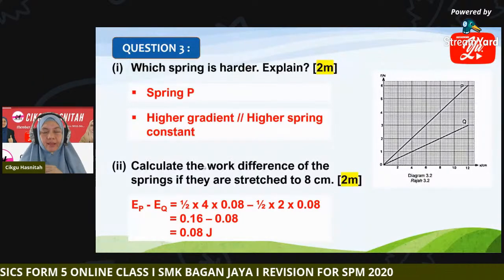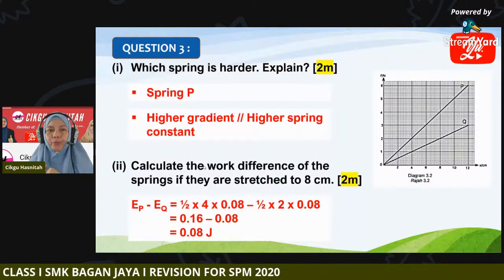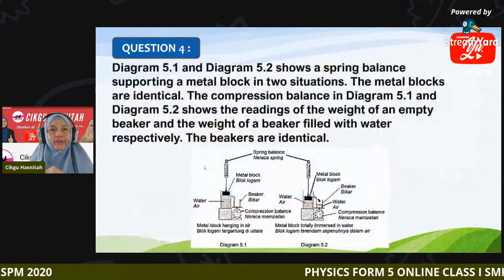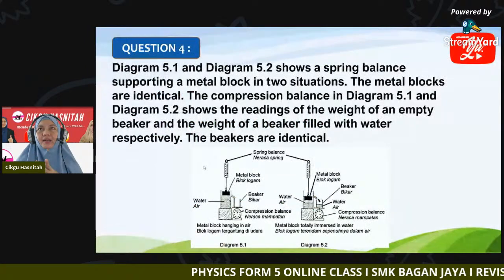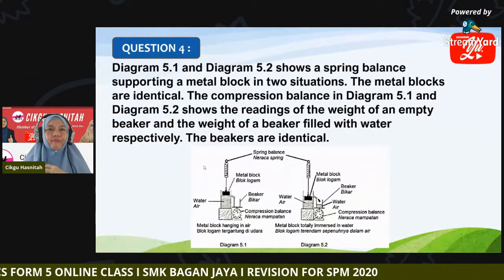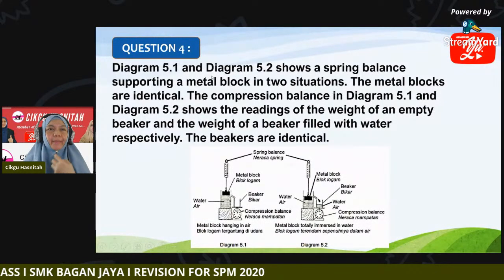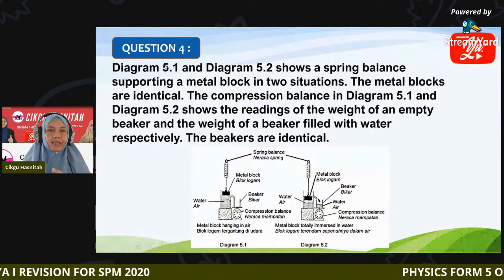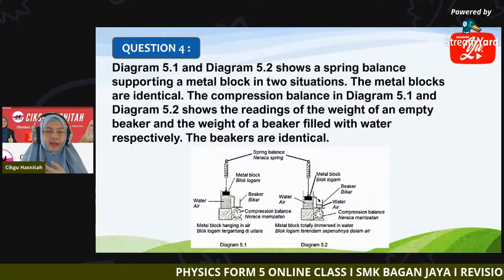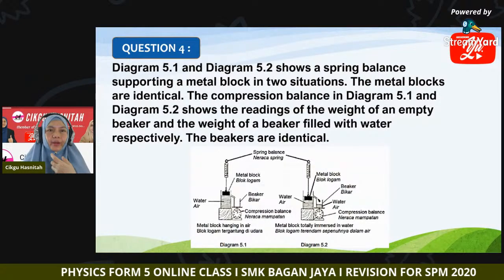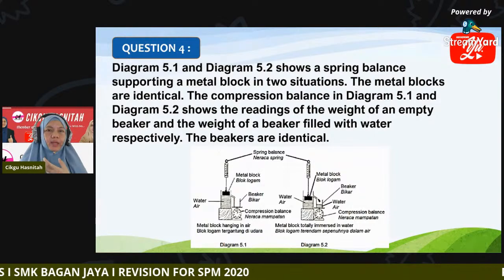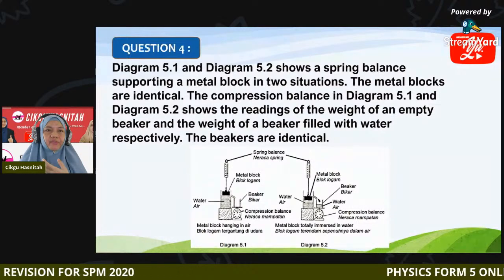Okay, next we move to question 4. Question 4 is on chapter 3, forces and pressure. So you are given two diagrams, 5.1 and 5.2. It shows a spring balance supporting a metal block in two situations. And these two blocks are identical. The compression balance in diagram 5.1 and 5.2 shows the reading of the weight of an empty beaker and the weight of a beaker filled with water respectively.